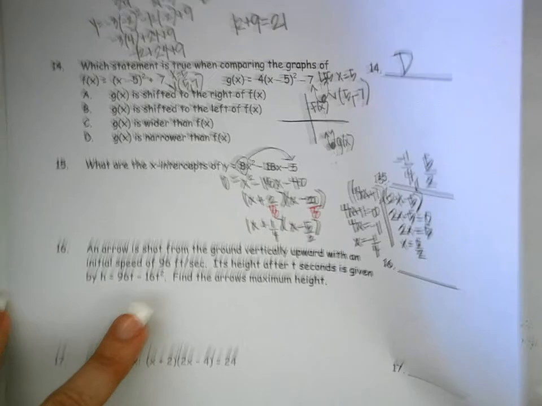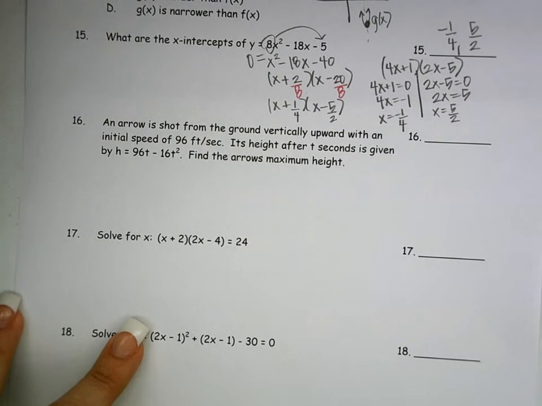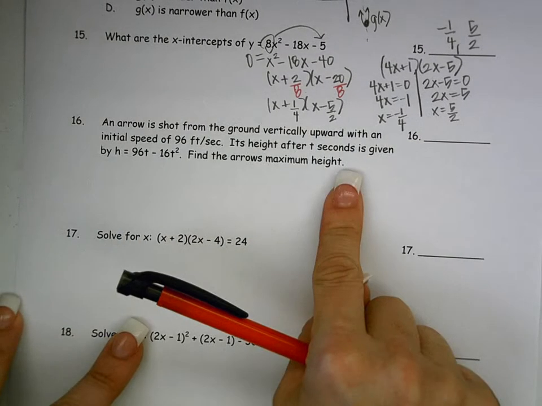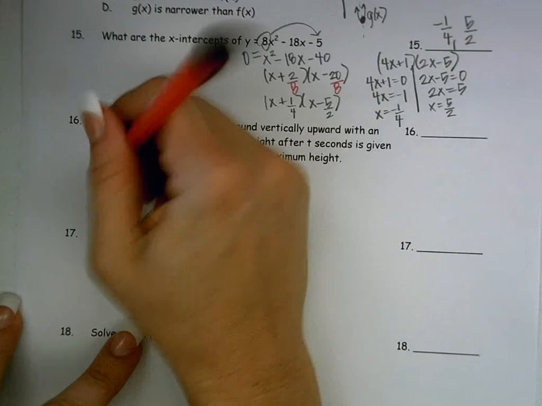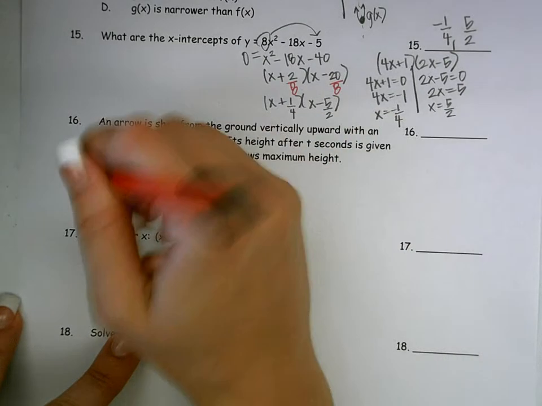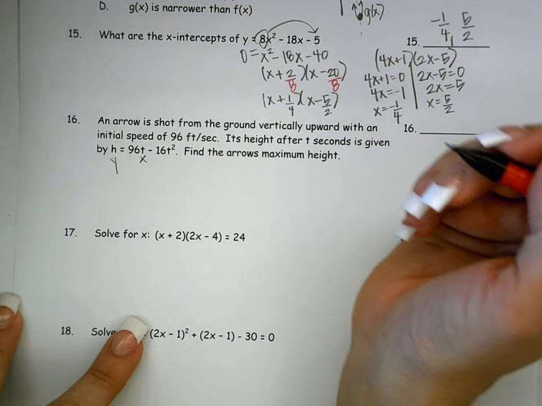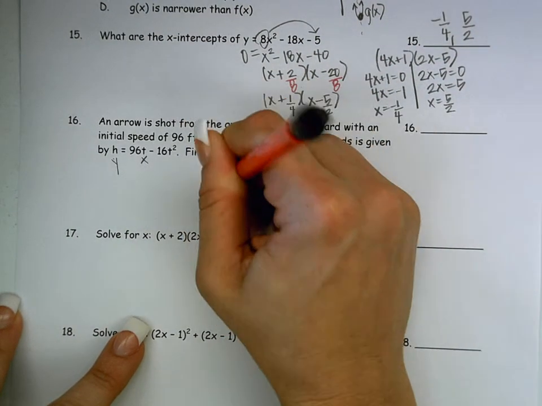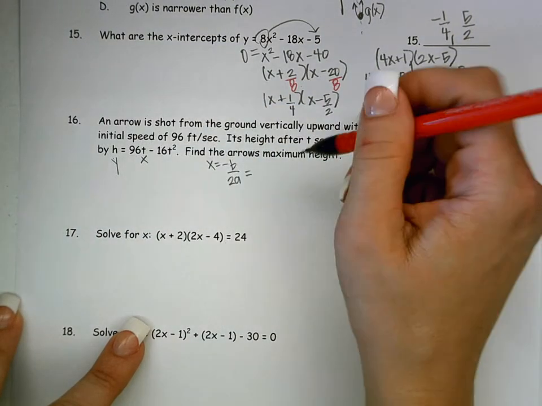On number 16, you're given the equation for an arrow being shot. Its height after t seconds is given by this equation. Find the arrow's maximum height. So in this problem, height is represented by y, time is represented by x. So to find the maximum, we basically have to find the vertex. So start with x equals negative b over 2a, because you have to find the x part before you can find the y. Then we're actually going to plug in.